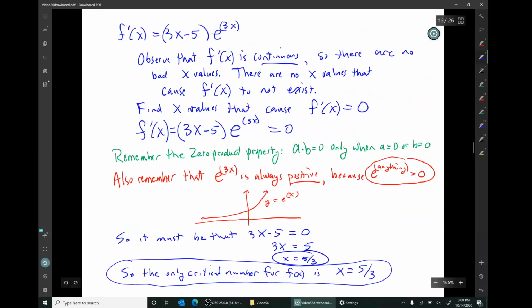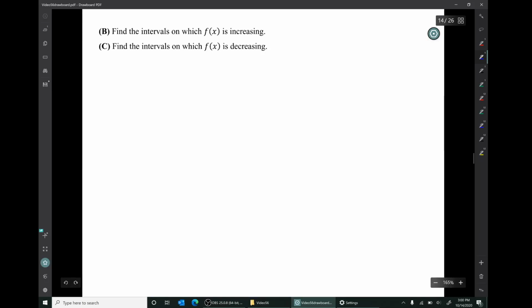Let's go on. Question B, find the intervals on which f of x is increasing and the intervals on which f of x is decreasing. Well, the solution strategy should be this. Find f prime, make a sign chart for f prime, and use the sign chart for f prime to answer these questions. Well, we've already got f prime, so we just need to make a sign chart for f prime and use that sign chart to answer these questions about f.